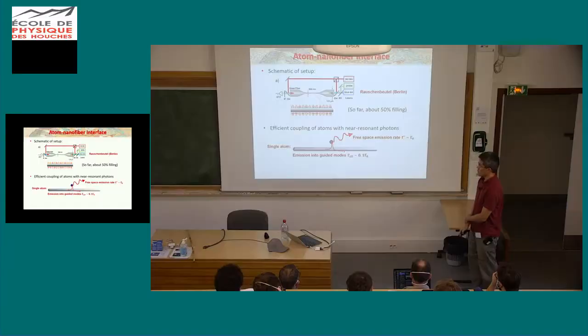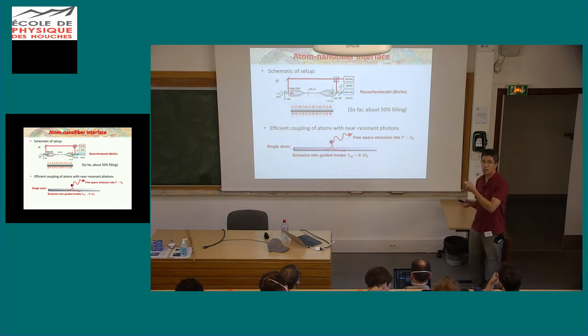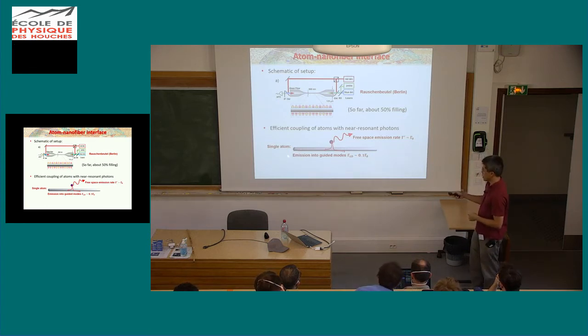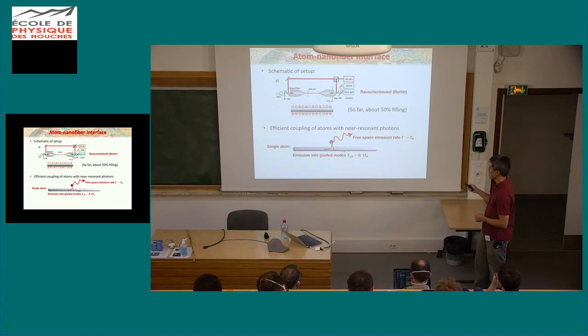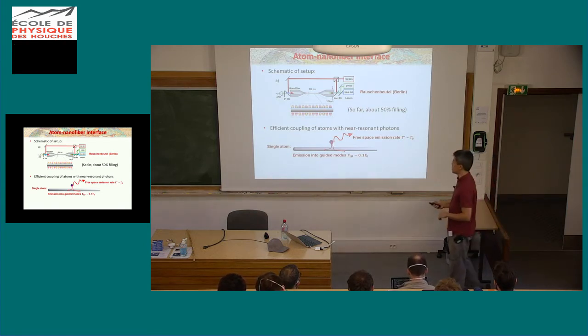And finally, just to quantify this notion of efficient coupling, imagine I have just one atom trapped near this nanofiber. I bring it up to the excited state, and I want to calculate the collection efficiency or the branching ratio. So when that excited atom emits a photon, with what probability does that photon emit into the guided modes of the nanofiber, gamma 1D, compared to the emission rate into free space, into 4 pi? It turns out for conventional nanofiber interfaces, that fraction is about 5 to 10%.